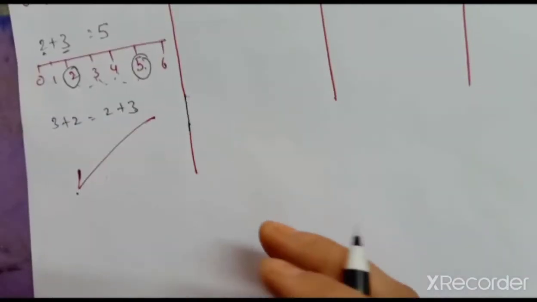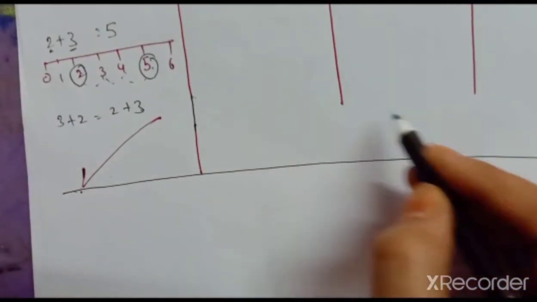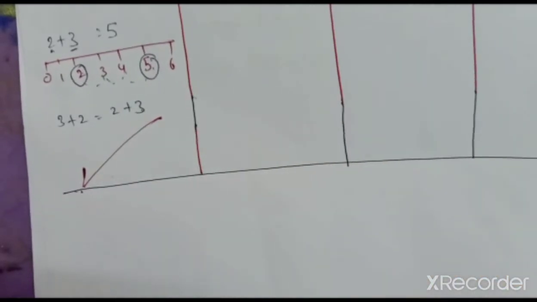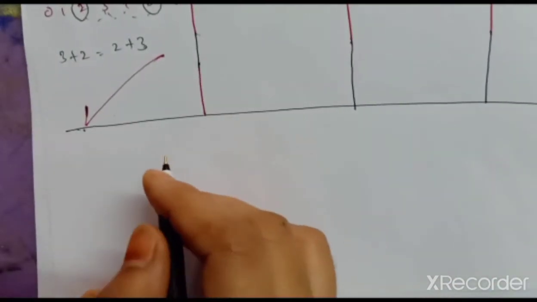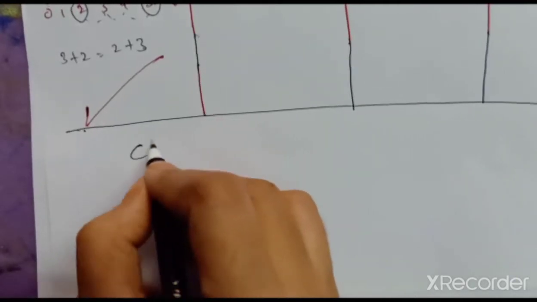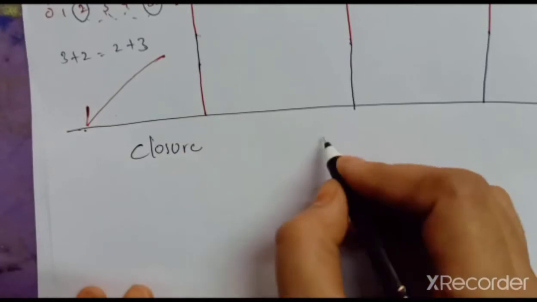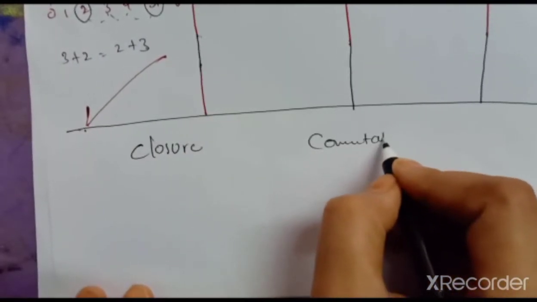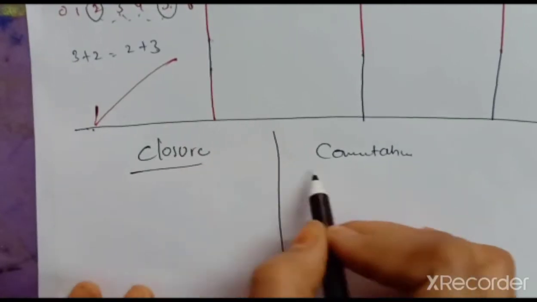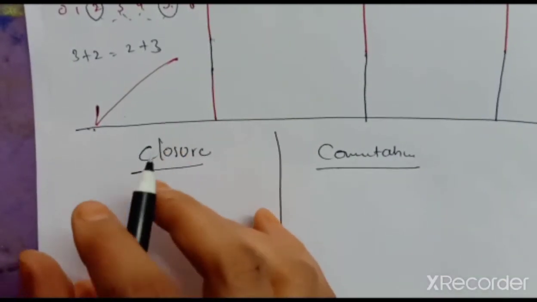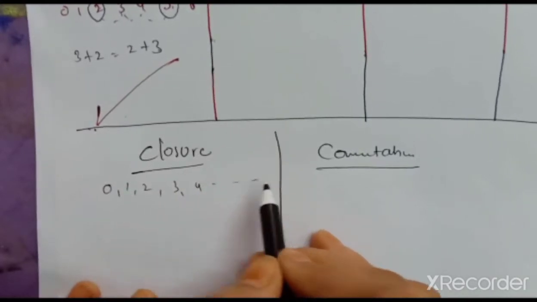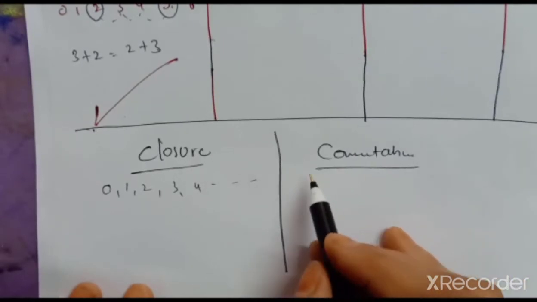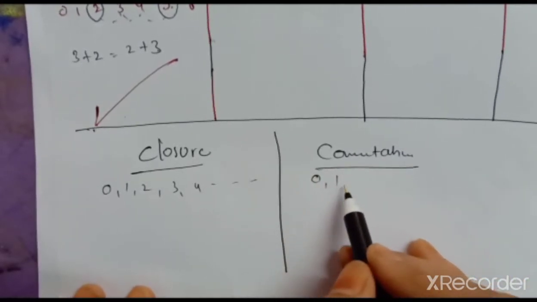What is the conclusion here? If you want to understand exactly the difference between the closure property of whole numbers and the commutative property of whole numbers, what is exactly the difference? If two whole numbers are added, whole numbers start from 0, 1, 2, 3, 4, etc. Here also we are studying two whole numbers.